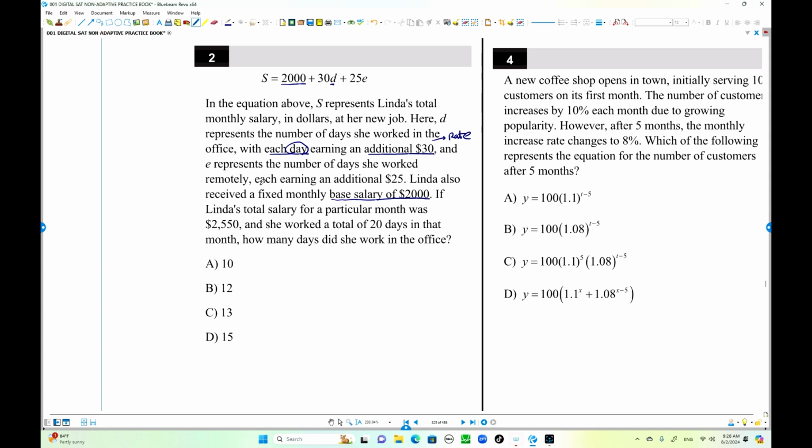Another rate over here, each earning an additional 25. Okay, so what is that? Each means what is that? Remote working, right? So every day, each day, an additional 25 in remote. So 25 times E, okay? This is remote. This is in office work.